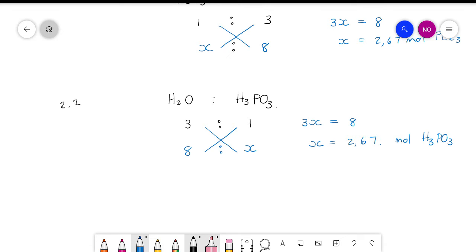Kyk, so dis hoeveel mol van hom gevorm het. But what did they ask me for? Gram, né? Wat ons massa is. Stem julle saam? So ek moet nou eers gaan en sê die molêre massa van H3PO3.